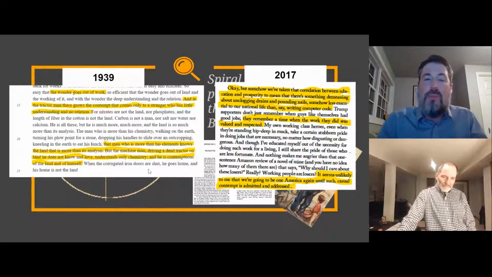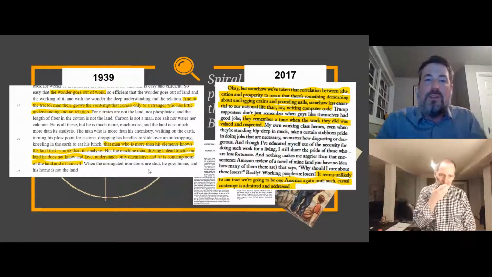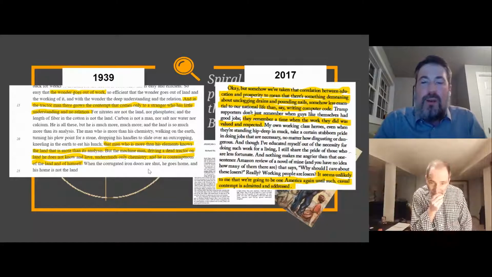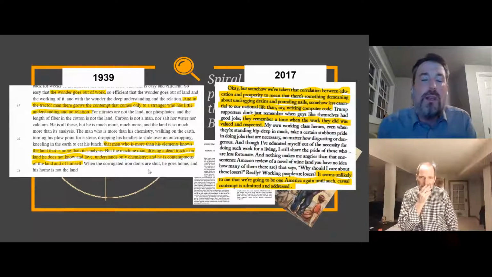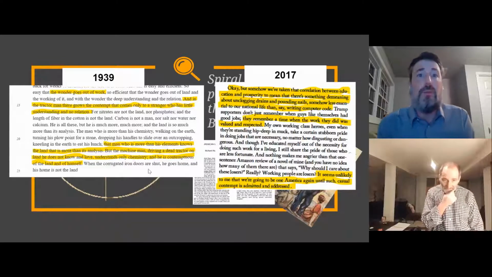And so if Steinbeck's writing about the lack of representation in '39, of hearing one subset of people, one population, one community, in 2017 we have Russo saying, well, in our society, between education and prosperity, meaning that there's something demeaning about unclogging drains and pounding nails, somehow less essential to our national life than, say, writing computer code.